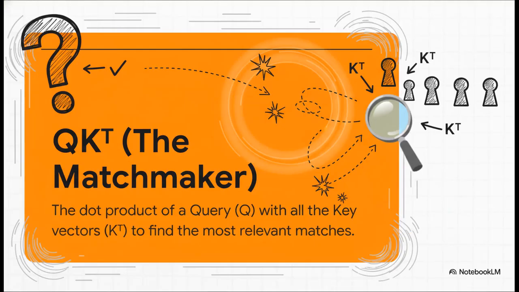The first part of the formula, Q times K transpose, is basically our new and improved dot product. You can think of this as the matchmaker. It takes the query vector, the question, and compares it against all the key vectors in the sentence to find out who's a good match. This process gives us our raw attention scores.